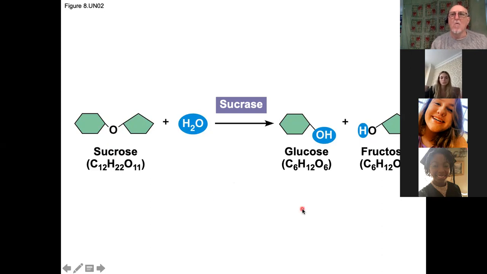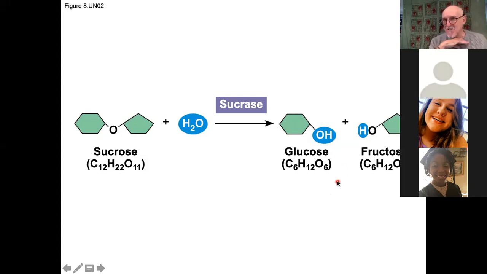Every now and again, one may break to form glucose and fructose. But though that reaction takes place so slowly, in biological systems it's completely useless. The reason it takes place so slowly is that there's got to be an input of energy.